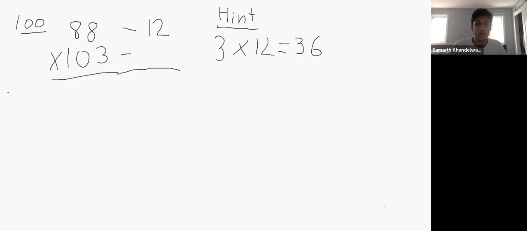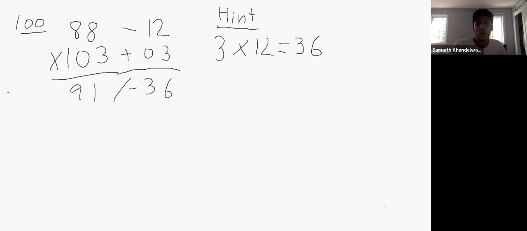And 103 is 3 greater than 100, so plus 3. And now, minus 12 times 3 is going to be minus 36. Remember, this is minus 12 and a plus 3. And now this is going to be the same here. 88 plus 3 is equal to 103 minus 12. That's going to be equal to 91.